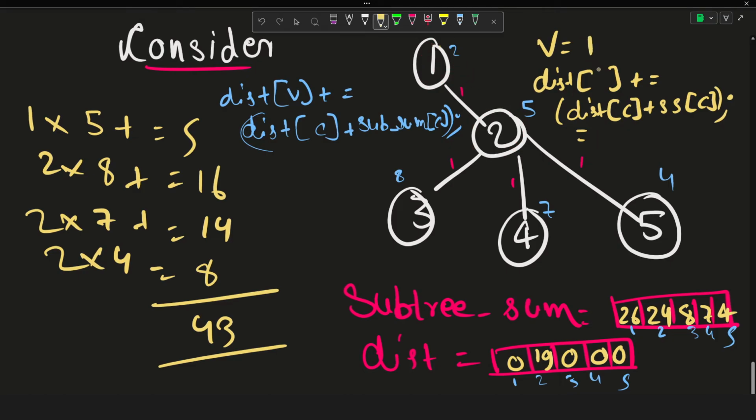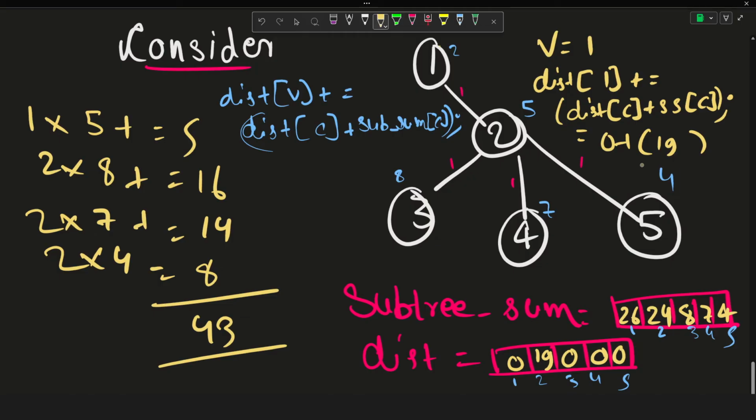Our current v is equal to 1, so distance of v equal to 1 would be equal to the current value of distance of 1, right, plus the value of its children and the subtree sum of its children. So what is the current value? So the current value of dist of 1 is equal to 0 only, right? And then we will add the distance values of its children, since here it is only one child, that is 2, and its value in the distance array is 19 now.